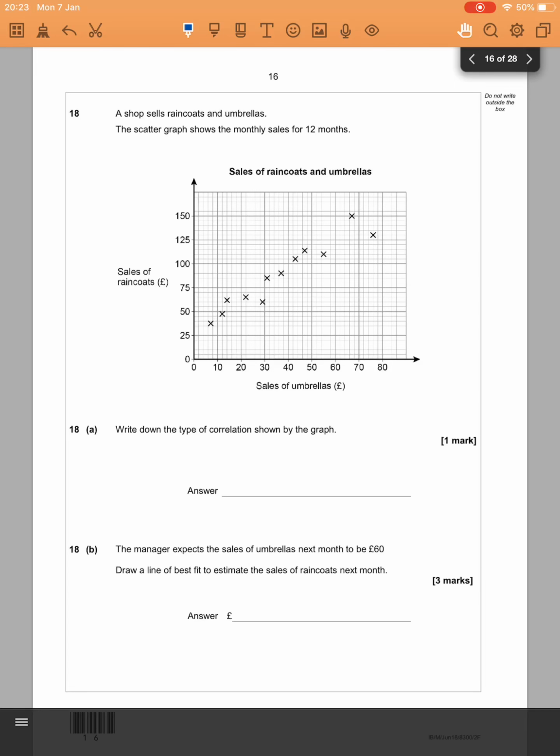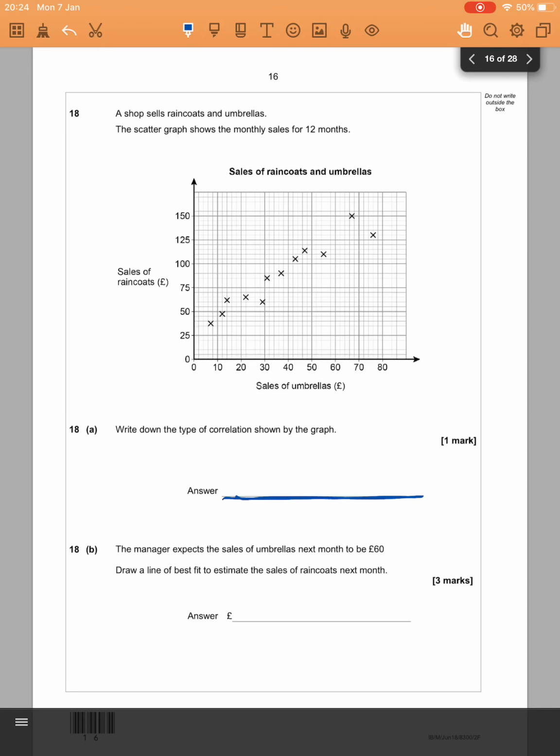Question 18. A shop sells raincoats and umbrellas. The scatter graph shows the monthly sales for 12 months. Write down the type of correlation shown by the scatter graph. So correlation, we're looking for positive, negative, or no correlation. So you'd write down positive, negative, or none on that line. Some people have described the relationship. They've said as the sales of raincoats increase, the sales of umbrellas also increase. That's not what we're being asked. We're being asked for positive, negative, or none.